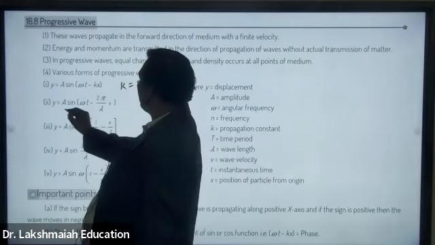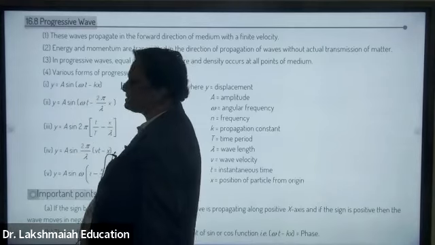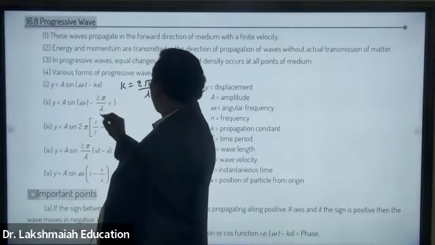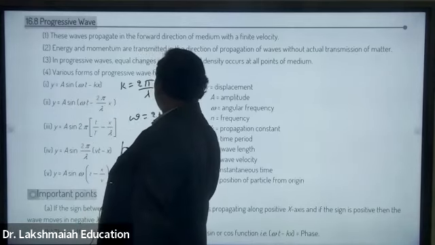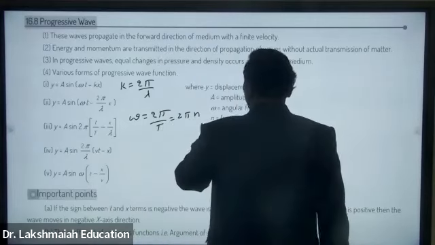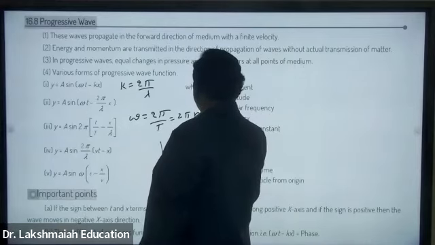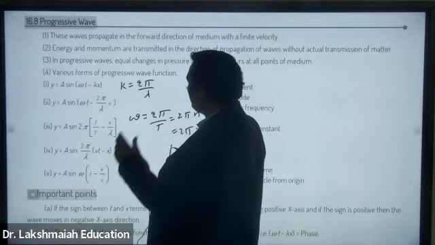So that equation we can modify as y is equal to a sin omega t minus 2 pi by lambda into x. And what is omega? Omega is equal to 2 pi by capital T, that is equal to 2 pi into n. n is nothing but frequency. Here they have written that as 2 pi into nu, where nu is nothing but frequency.